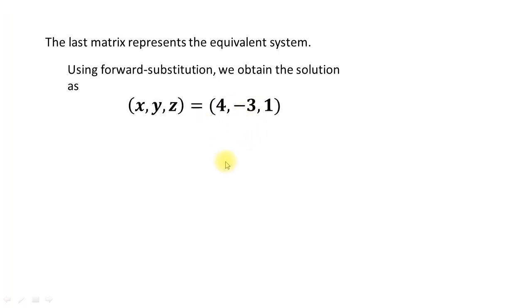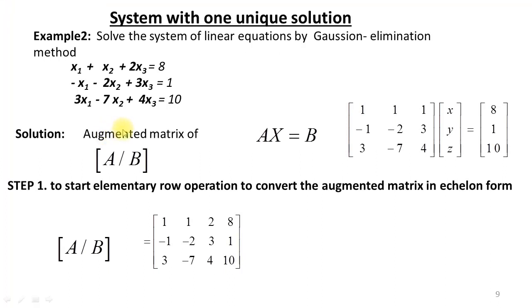We obtained the same result solving the system of linear equations by the Gaussian elimination method or by the Gauss-Jordan method, but there is one difference in the procedure. In the Gaussian elimination method, we convert the augmented matrix into echelon form, but in the Gauss-Jordan elimination method, we convert the augmented matrix into reduced echelon form. Now let's move to another example.